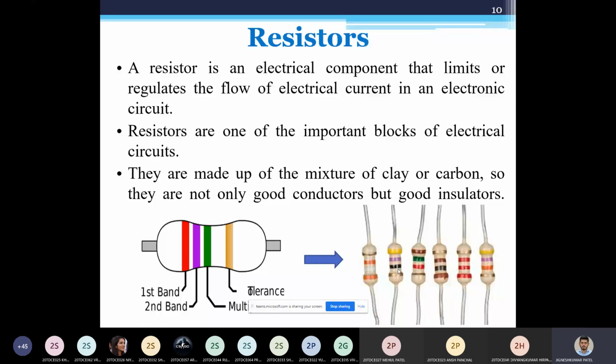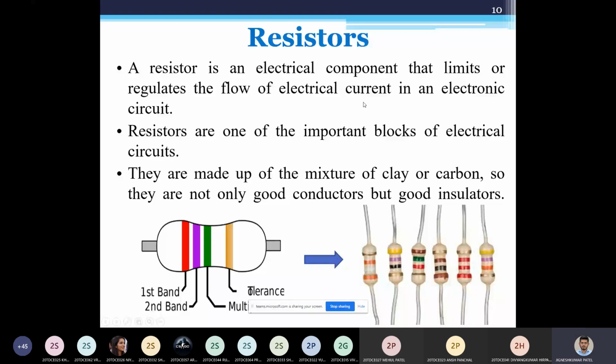It resists the flow of current, and in most cases it is a mixture of clay and carbon. So inside there is carbon. It is actually made up of carbon and some clay material, combining the two in some proportion, but providing different resistance values. Basically, these are the resistors, and they are used to limit the current.